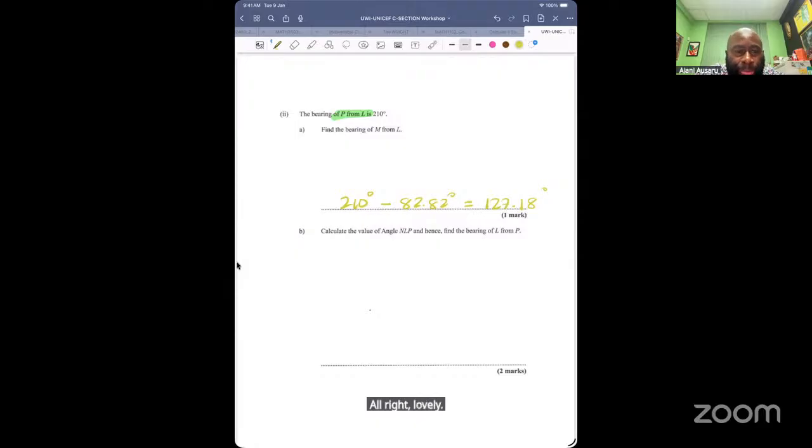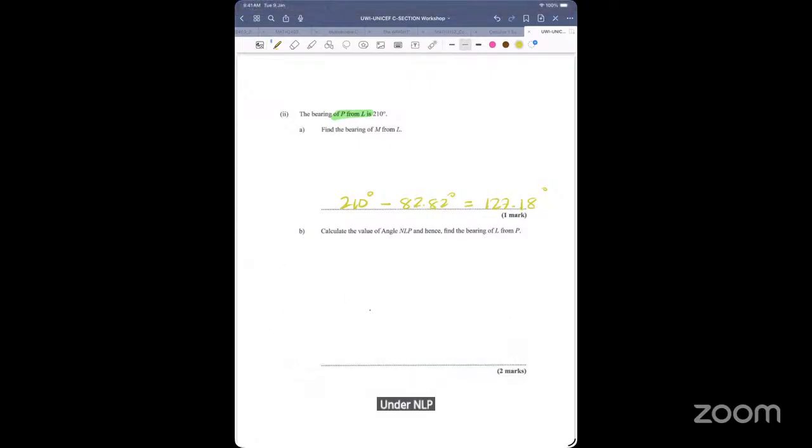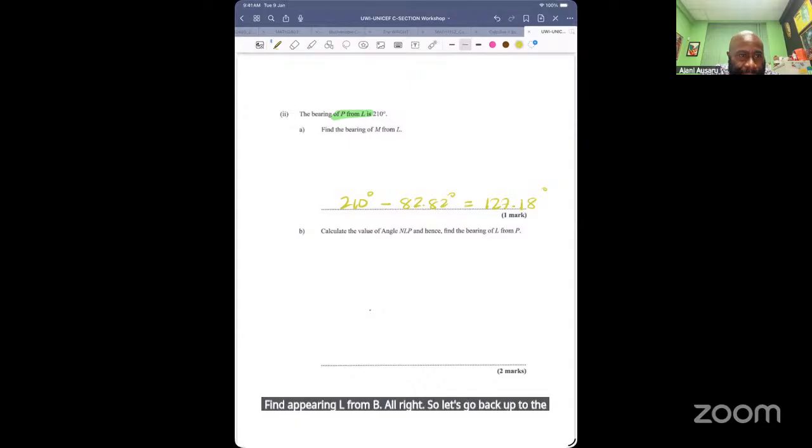Next question now. Calculate the value of angle NLP, and hence find the bearing of L from P. All right. So let's go back up to the picture.